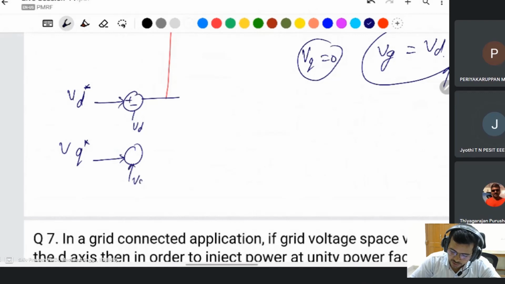This is the VQ from the grid system. If you can do this, the output will be 0. It will be maintained by a controller. There is some controller used.